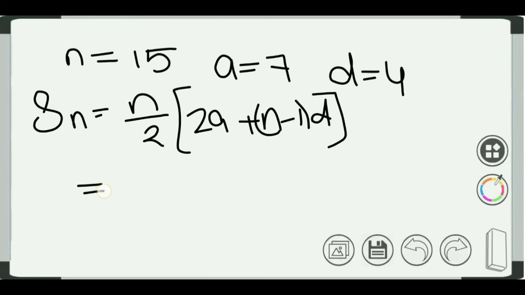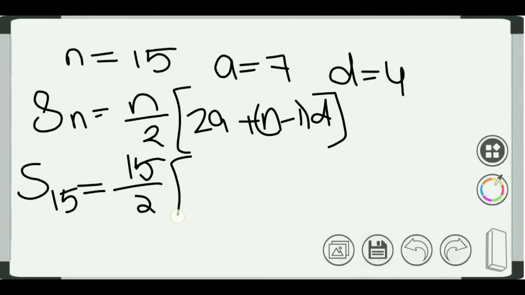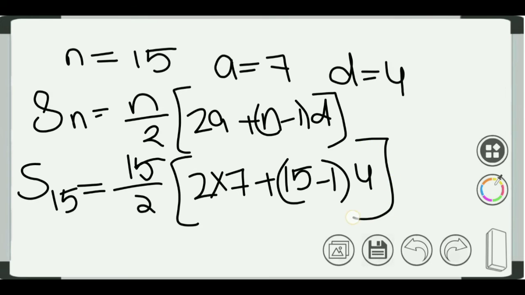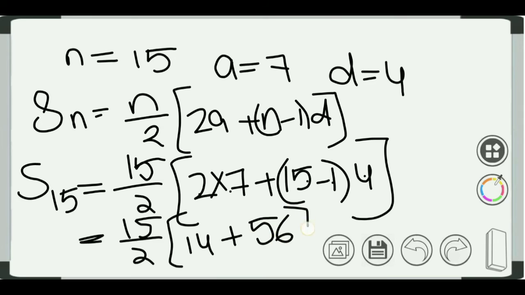Okay. So n is what? 15. S15 is equal to 15 by 2 into 2a. a is 7 plus n minus 1. 15 minus 1 into d is what? 4. So 15 by 2 into 7 2s are 14 plus 15 minus 1, 14, into 4 is what? 14 into 4 is 56. So 15 by 2 into 14 plus 56.